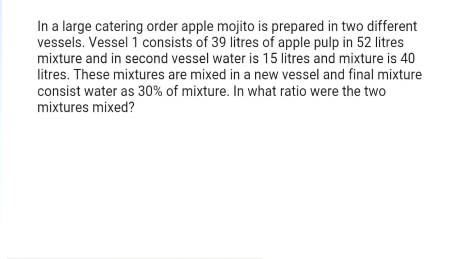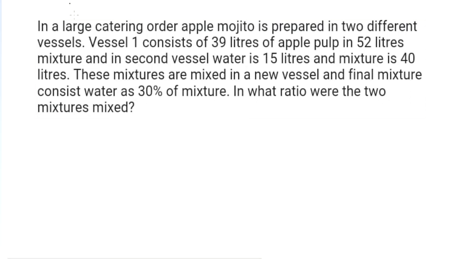Vessel 1 consists of 39 liters of apple pulp in 52 liters of mixture. So vessel 1 contains 52 liters, where 39 liters is apple and the rest is water. At the same time, vessel 2, the second vessel, has 15 liters water and 40 is the total. So 40 minus 15 will give you apple, right? So let's get into that. And the question is, if they are mixed in a new vessel and the final mixture consists of water as 30% of the total mixture, in what ratio were the two mixtures mixed?